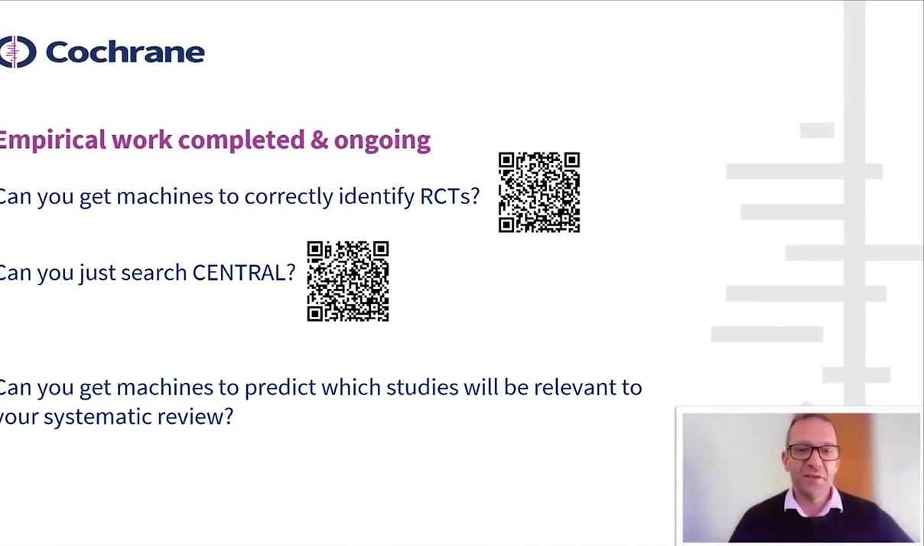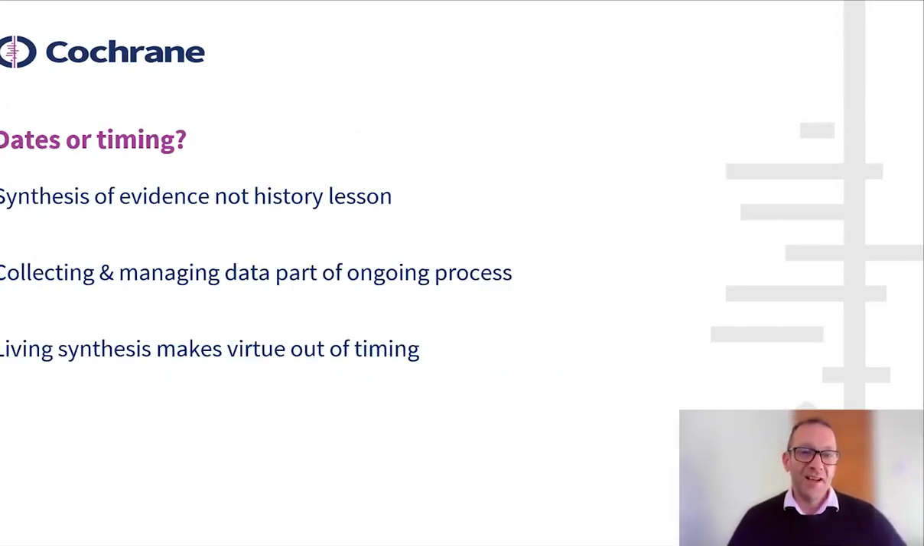For this last question, can you get machines to predict which studies will be relevant to the review? That's subject to an ongoing evaluation, hence there's no QR code yet. But we need to also ask, is it only ever about dates? Timing is also an important consideration.